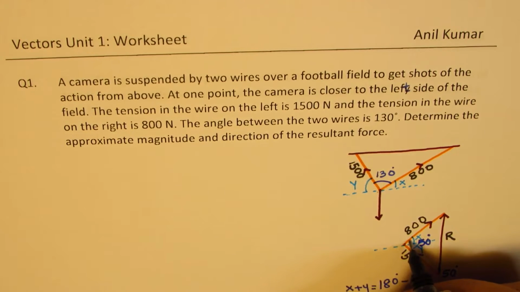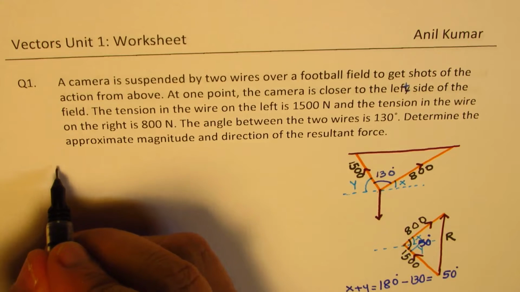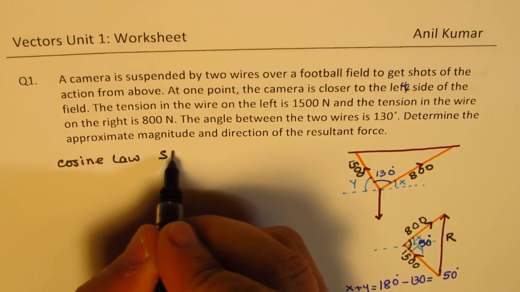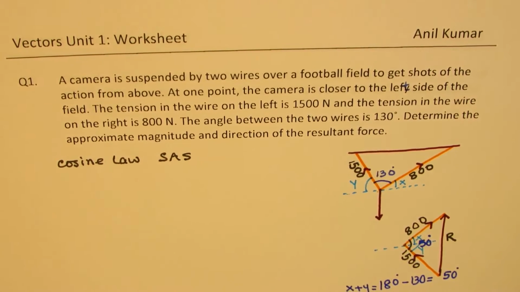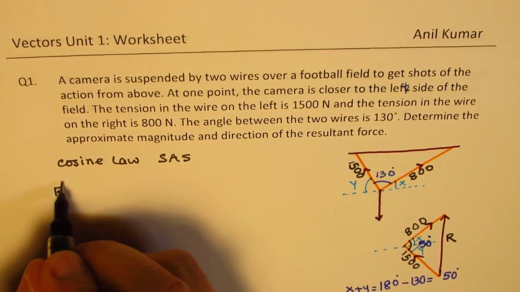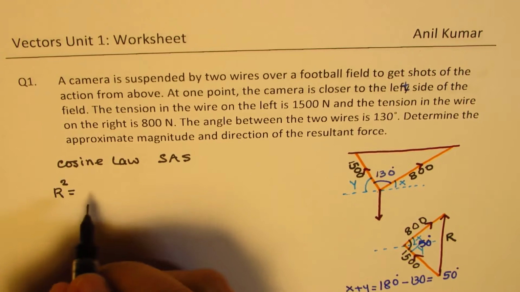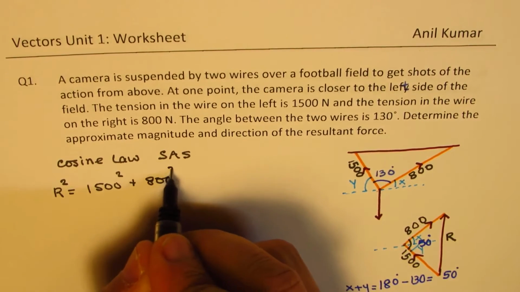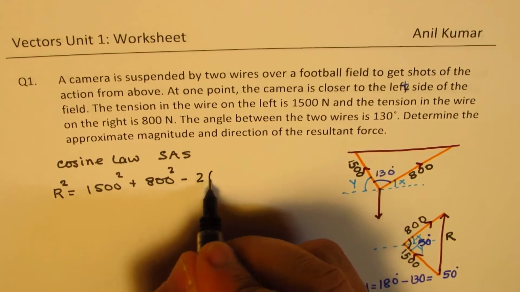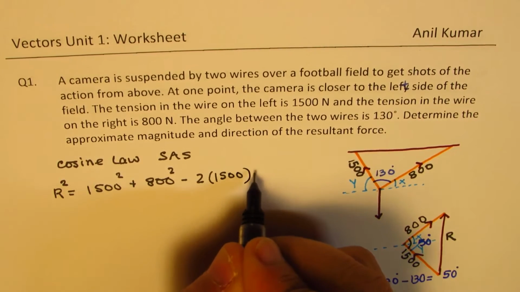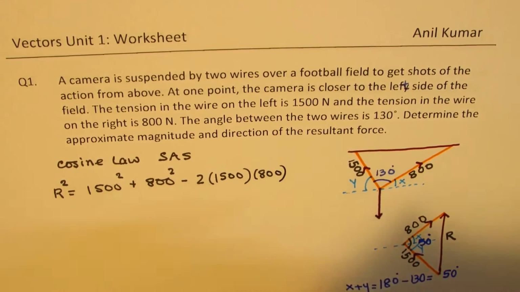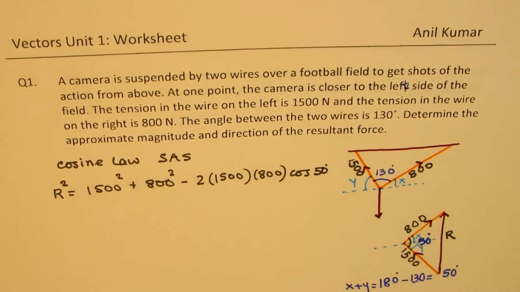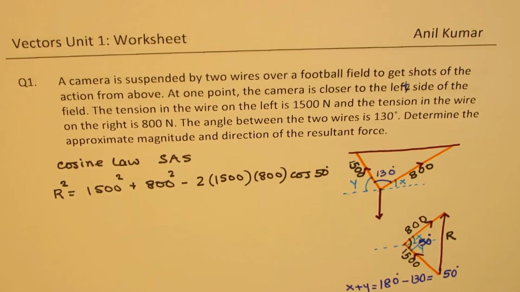So whenever that is the situation, you can always use cosine law, since the situation is SAS. Perfect. And from here, we know what the resultant is. We can say resultant square is equal to 1500 square plus 800 square minus 2 times AB, which is 1500 times 800 times cos of angle. Angle is 50 degrees, not 130 degrees. Does it make sense to you?